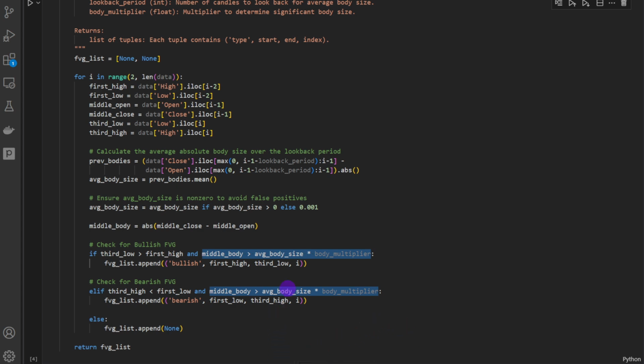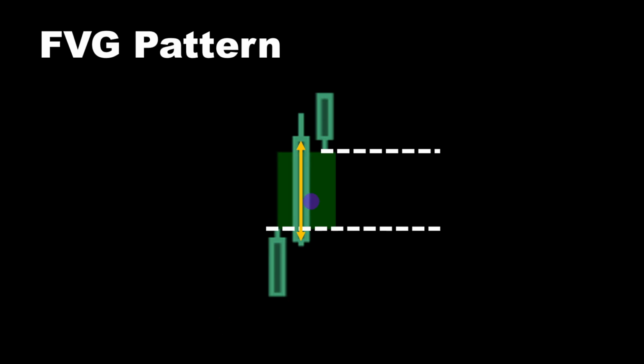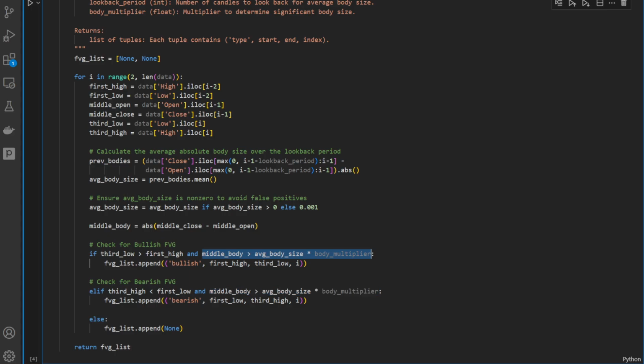Because if you read online the description of the fair value gap pattern, they always mention the sentence that the middle candle, or the candle where the fair value gap is happening, should be a strong movement candle. And this is one condition numerically, or one way to define what a strong movement candle can be in terms of numbers. So the average body size is computed here.